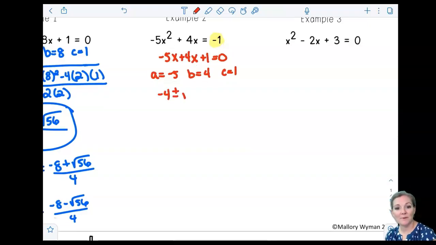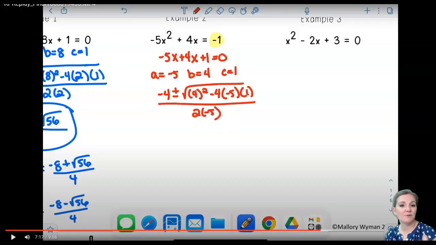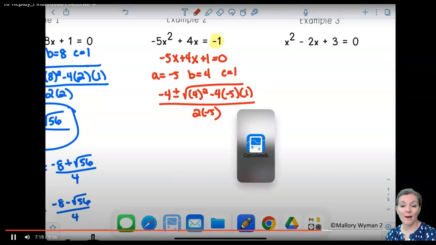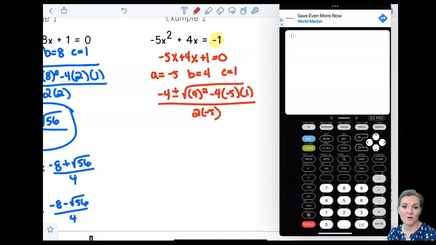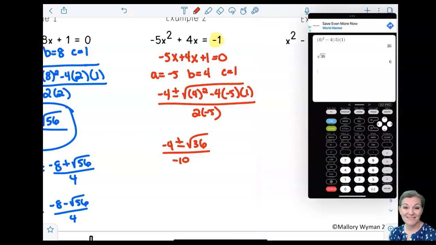Now I'm going to do opposite of B plus or minus the square root of B squared minus 4 times A times C, all over 2A. Okay, so again, it's just plugging into the formula. And you don't even have to memorize that formula. We are going to always give you that formula. So I put the discriminant part into my calculator. So 4 squared minus 4, parenthesis, negative 5, close it, open it, 1, I get 36. Putting that underneath the radical, then I go into my calculator and I get the square root of 36. Square root of 36 is 6.